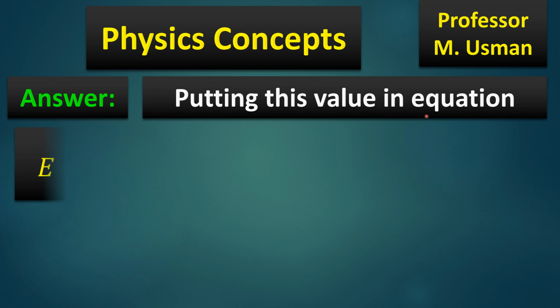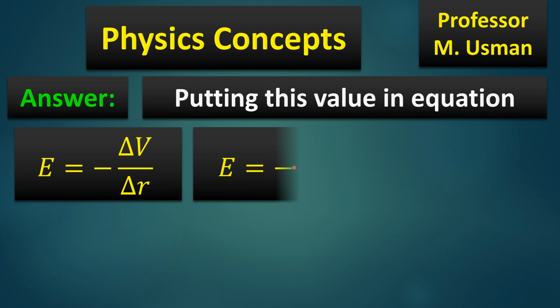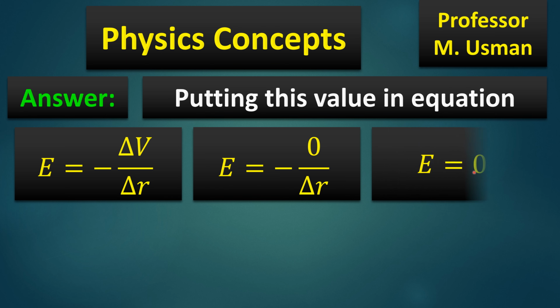Putting this value in the equation, E is equal to minus delta V over delta R. As delta V is equal to 0, E is equal to minus 0 over delta R. This 0 makes the whole term 0, so E is equal to 0. The value of electric field is equal to 0 if the change in potential is 0, meaning if the potential is constant.